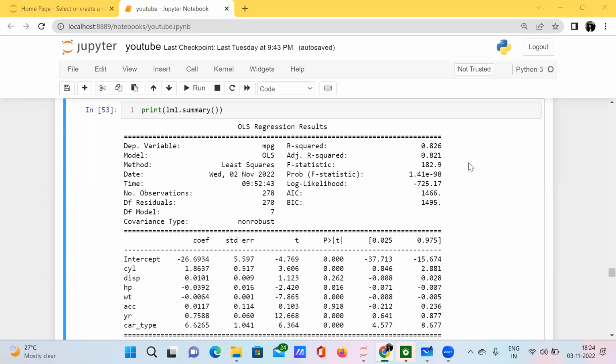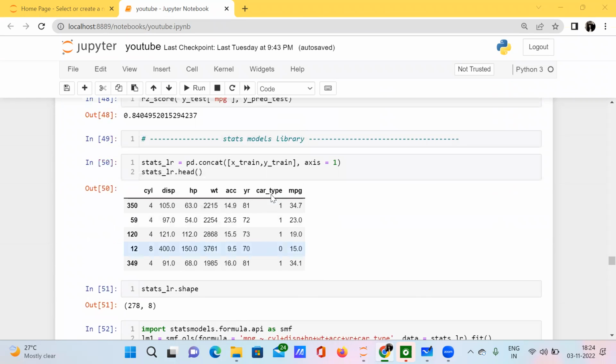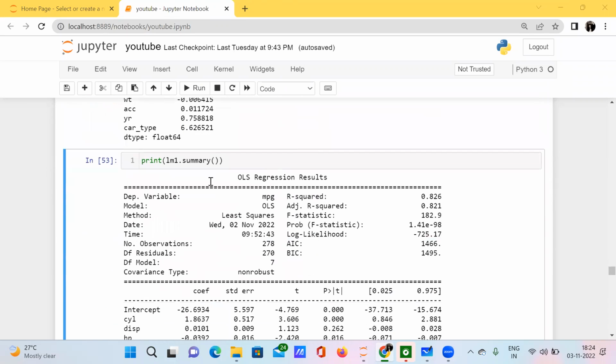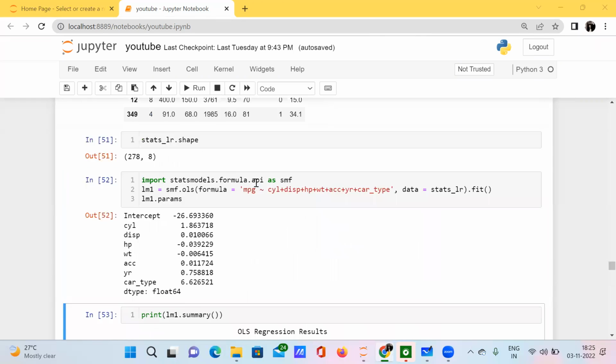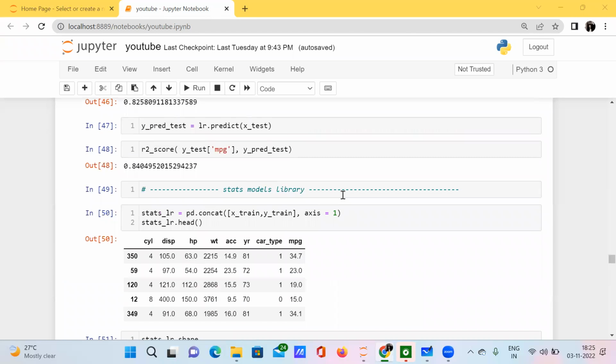So yesterday we already discussed how to run the linear regression model using the statsmodels library, and the day before yesterday we talked about how to run a linear regression model using the scikit-learn library. So this is a linear regression model using the statsmodels library. See here the heading, the statsmodels.